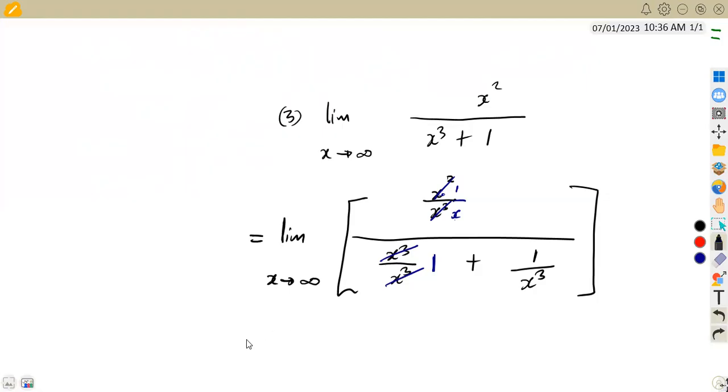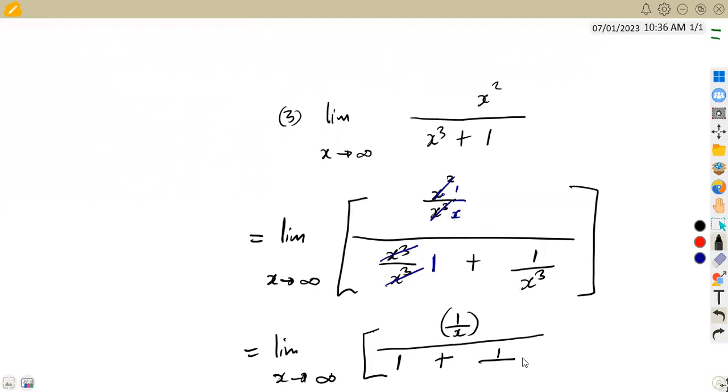So at the end, we are going to be left with the limit as x approaches infinity of, from the numerator on top here, 1 over x like this. So this is a fraction. 1 over x is a single term that we have here. In the denominator here, we obtained a 1, and in this part we obtained plus 1 over x cubed. So this is what we got in this case.